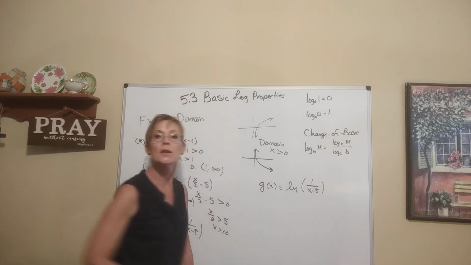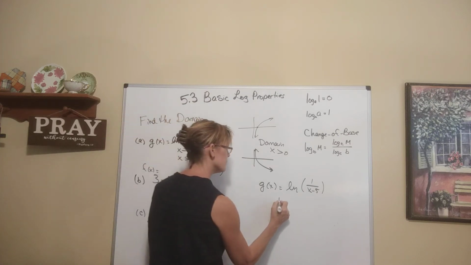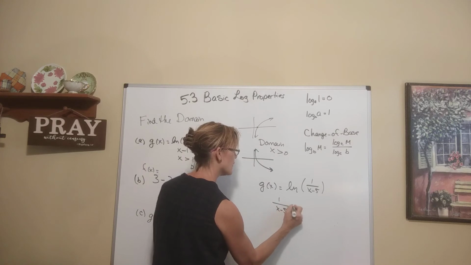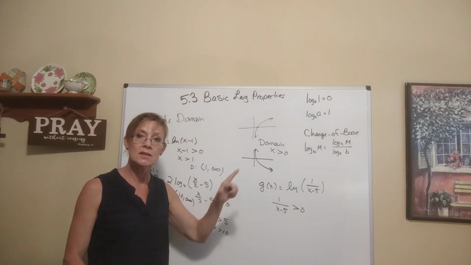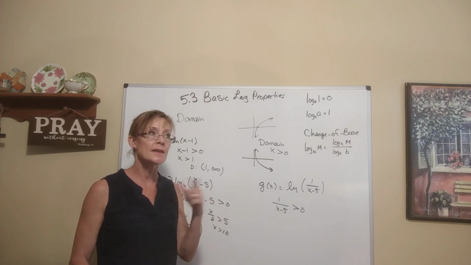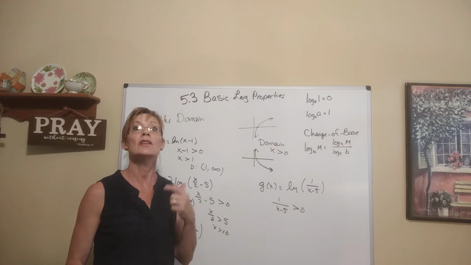Okay, whatever I'm taking the logarithm of has to stay positive. So 1 over x minus 5 has to stay positive. This is a division problem. Every fraction is a division problem. If you divide a negative by a negative, you get a positive. If you divide a positive by a positive, you get a positive.